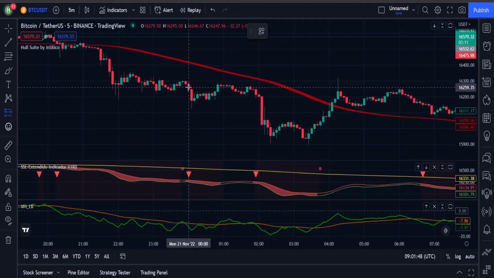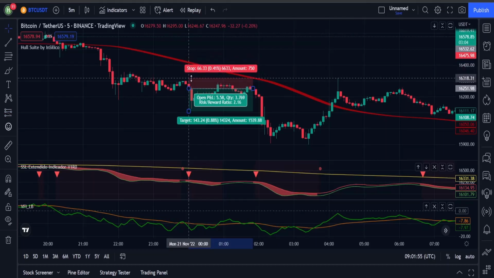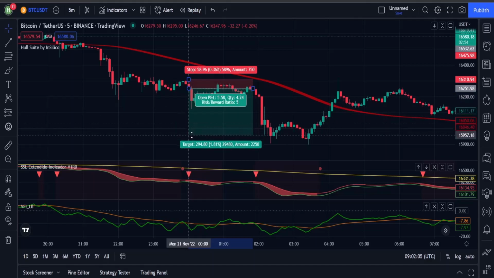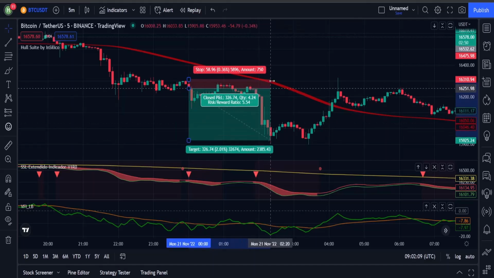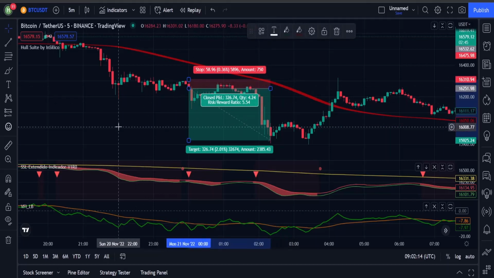As all the rules are confirmed here, we'll enter this trade. We will place our stop loss slightly above the recent swing high. And you can see this trade would have been an amazingly profitable trade for a risk to reward ratio of 5.5. This is a pretty amazing strategy, but you will need to stay patient and wait for perfect trades.